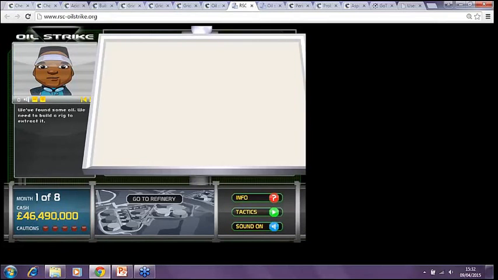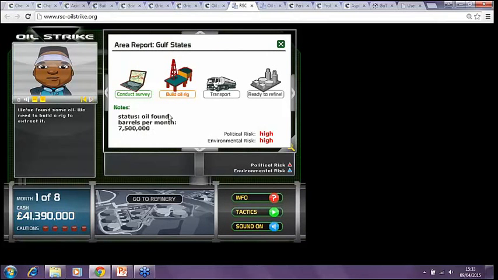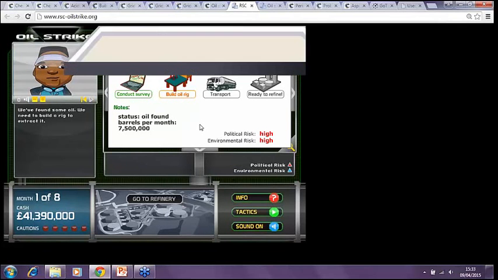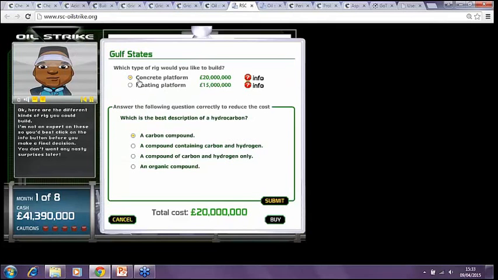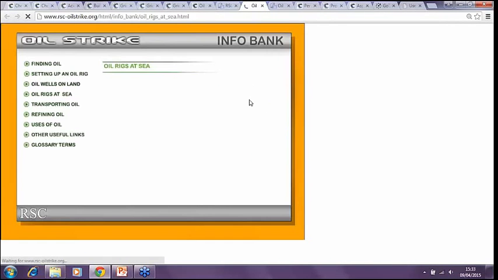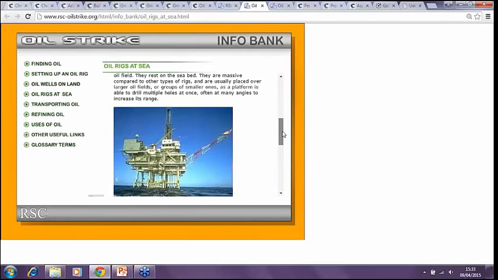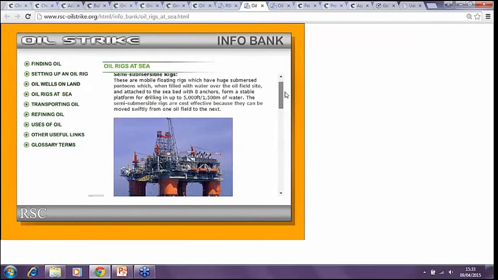And we found oil. Okay, so we get 7.5 million barrels a month. So actually this seems quite good. So next step then we can build an oil rig. So we can choose if we want to build a concrete platform or a floating platform. If we don't know what that is, we can click on the information and we can find out more, and that can help us to make a decision about what type of platform we're going to build.